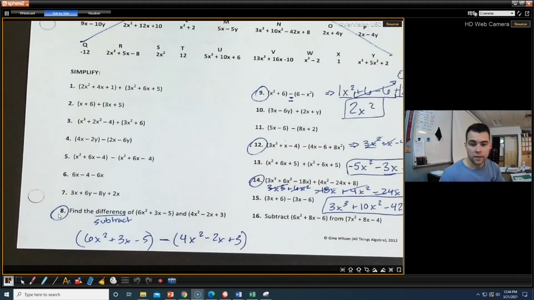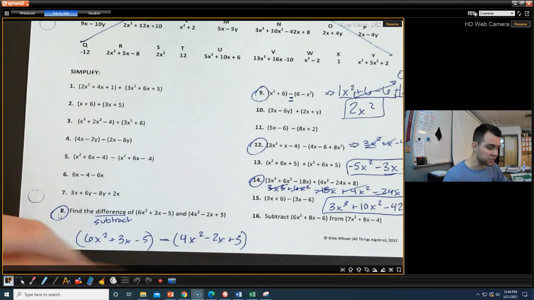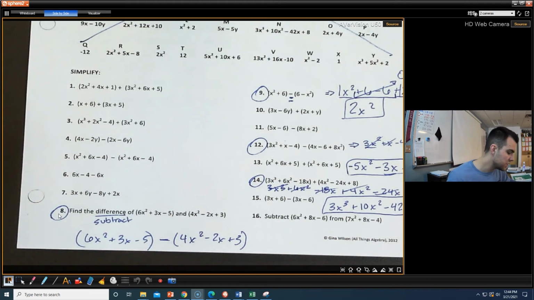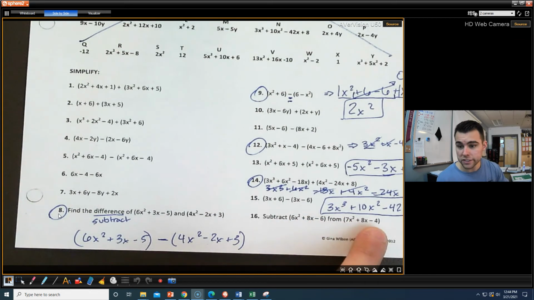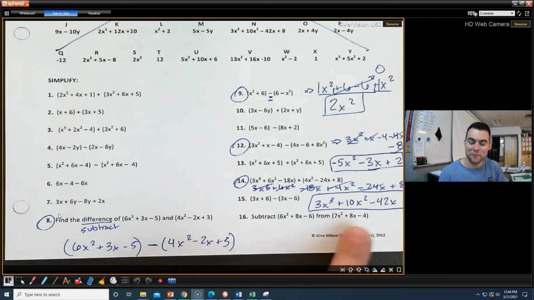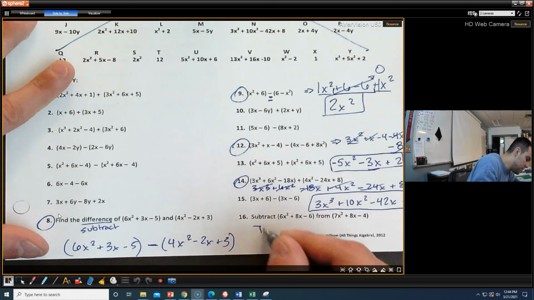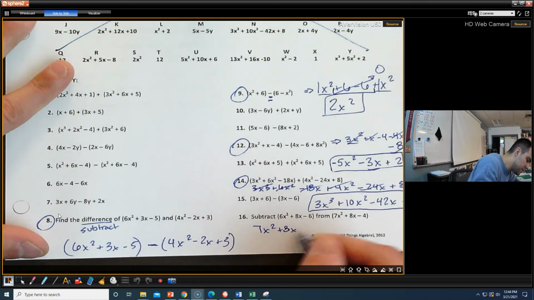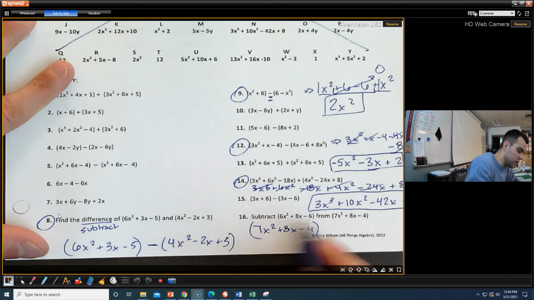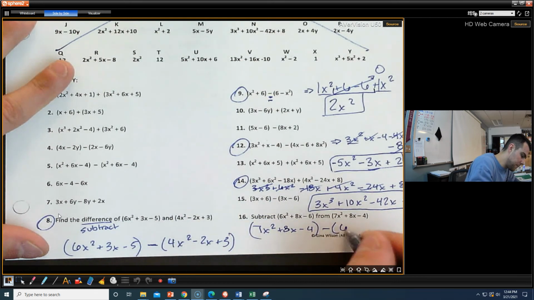All right. We could go ahead and combine like terms, but first, remember I got to change the sign of everything in here before I drop my parentheses. Okay. And so just be sure to do that. Number 16, subtract this from this. Okay. Again, we've seen something like this before. From this, we're going to subtract this guy right here.